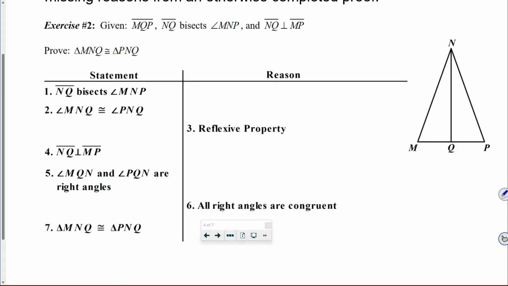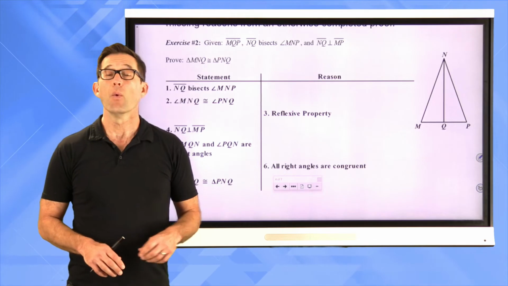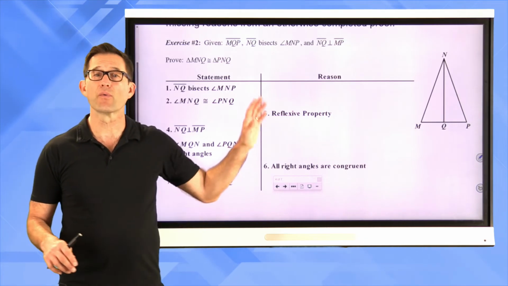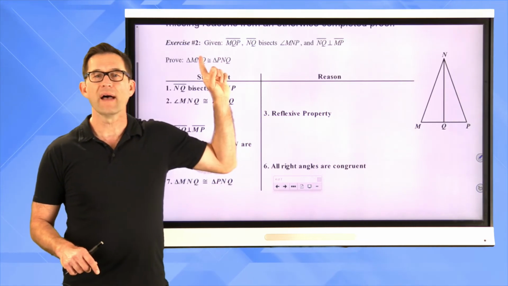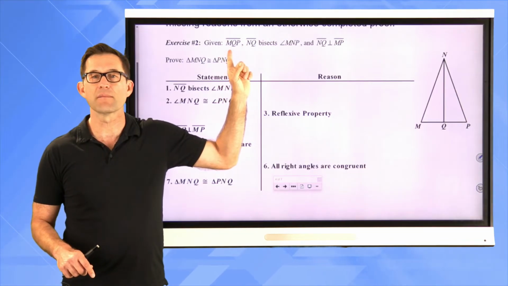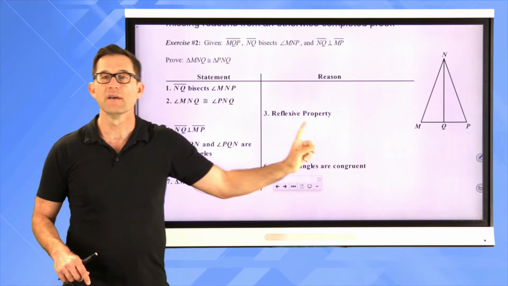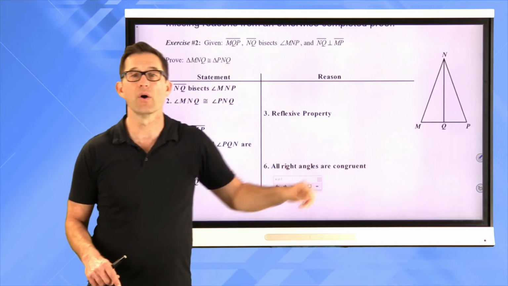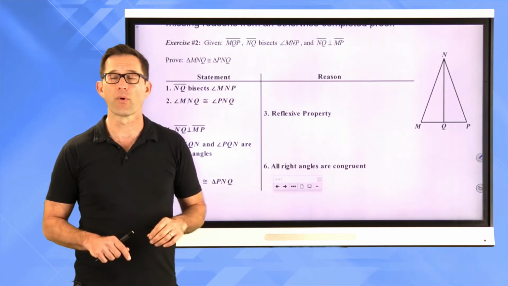Exercise number 2. Given segment MQP, segment NQ bisects angle MNP, and segment NQ is perpendicular to segment MP, prove triangle MNQ is congruent to triangle PNQ. All right. Well, before we start filling anything in, let's do a rough sketch of how this proof should go. As always, the statement segment MQP is telling us simply that these 3 points are collinear. And again, that could be very important.